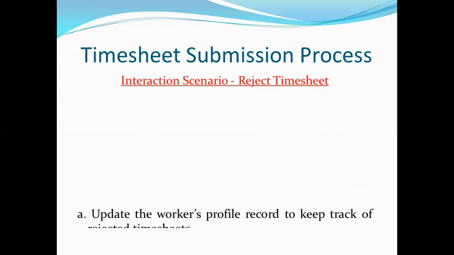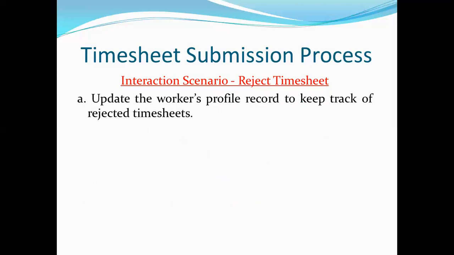So if the timesheet is rejected, what scenarios are written for rejection of the timesheet? The first task is to update the worker profile record to keep track of the rejected timesheet. The employee history table is updated, the worker profile is updated, and the worker gets the idea that his timesheet number so and so is rejected by the clerk.